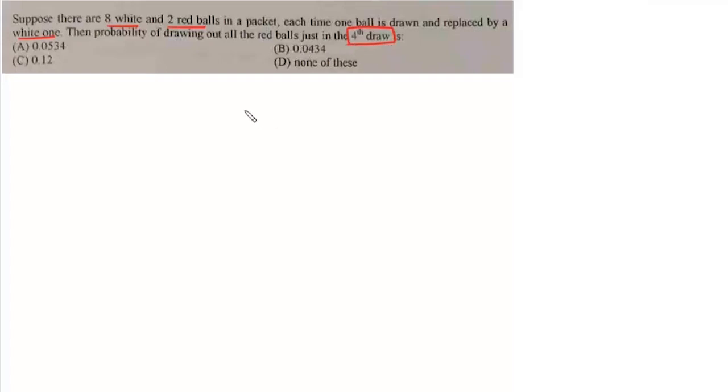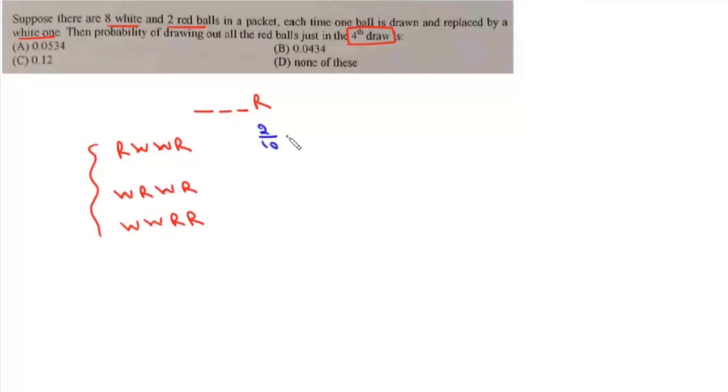That means this fourth draw must end in red. Now this first red can either be the first, second or third. So the possibilities are either R, W, W, R, or W, R, W, R, or W, W, R, R. So these are the three possibilities in which both the red balls are drawn in the fourth draw. Now, probability of getting a red ball in this first part will be simply 2 by 10.